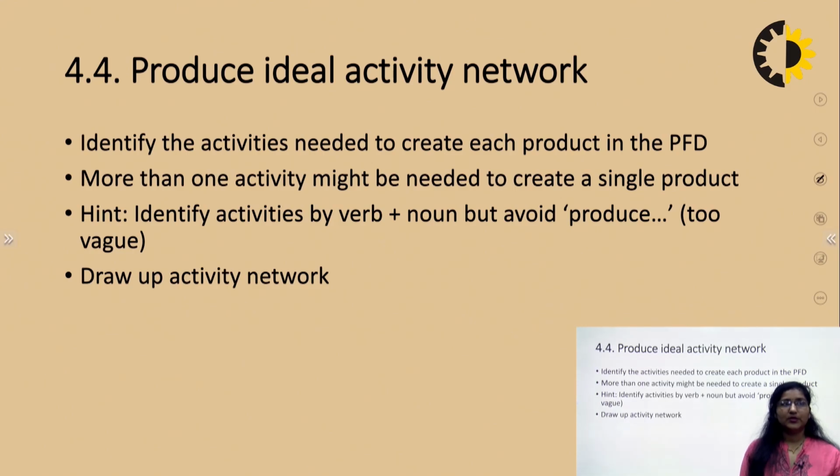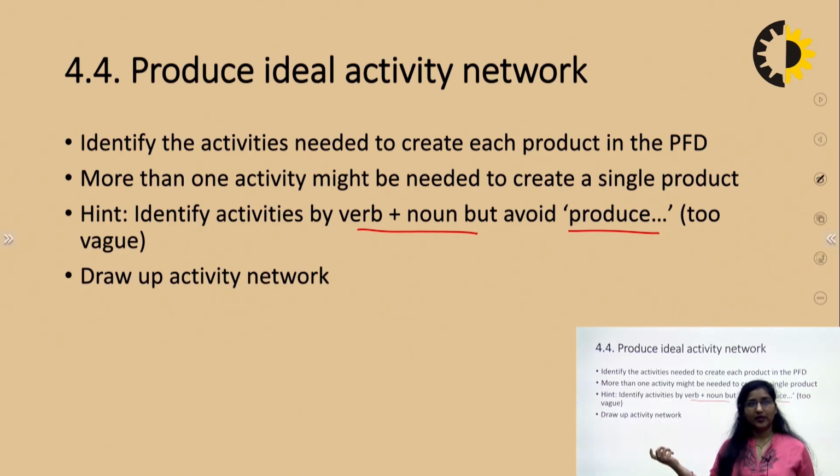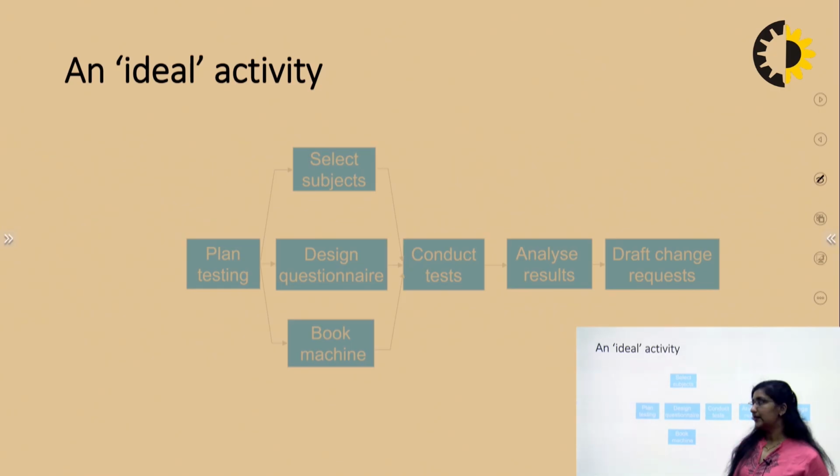It also produces an ideal activity network. Identify the activities which are required to create each product in the PFD, that is the product flow description. More than one activity might be needed to create a single product. We identify activities by using verb-noun, but avoid "produce", as that is too vague. We can also draw an activity network for it. This is an ideal activity network for the testing.